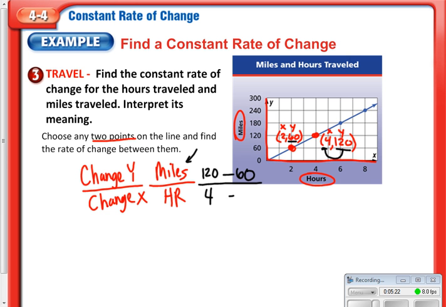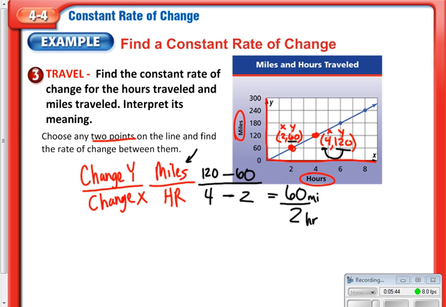And again, it's a change, so I subtract. 60 is going to go with 2 for hours. So when I do this, I get 120, take away 60, I get 60, over 4 minus 2 is 2. Basically what this is saying, remember, it is miles and hours. I travel 60 miles in 2 hours.